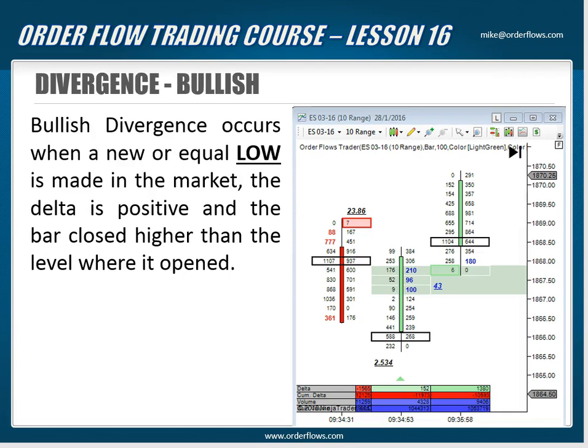Divergence. Now, there's two types of divergence. There's bullish divergence. There's bearish divergence. Bullish divergence occurs when a new or equal low is made in the market. The delta is positive, and the bar closes higher than the level where it opened.